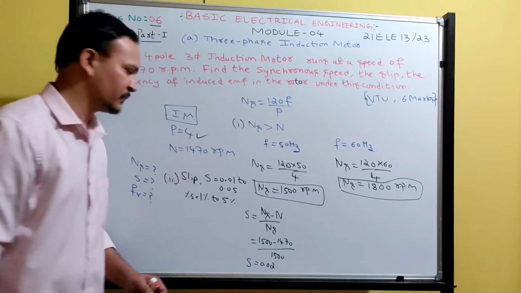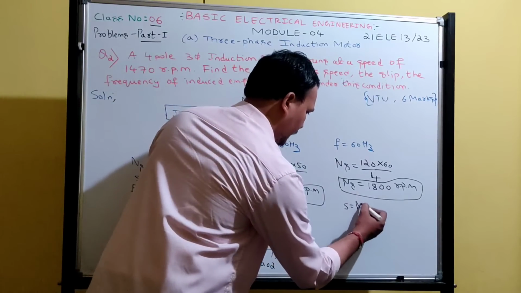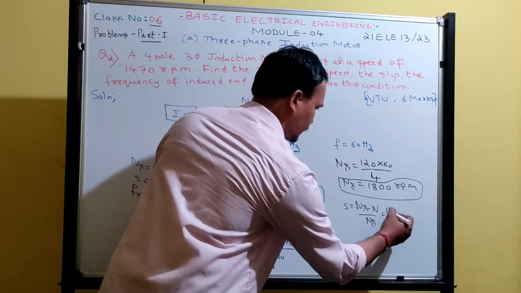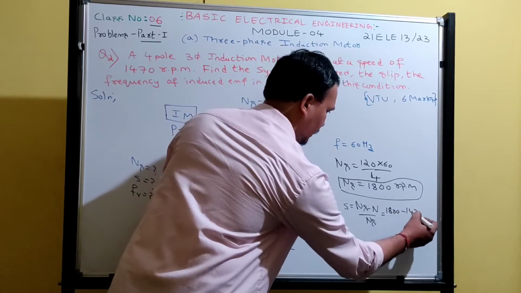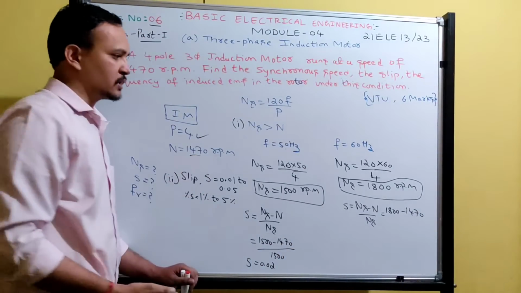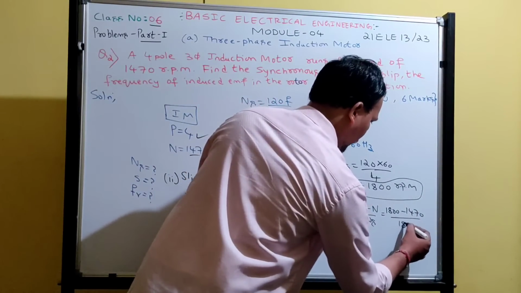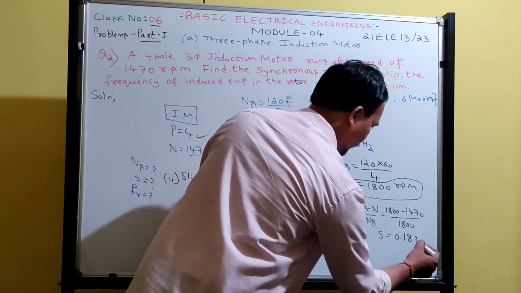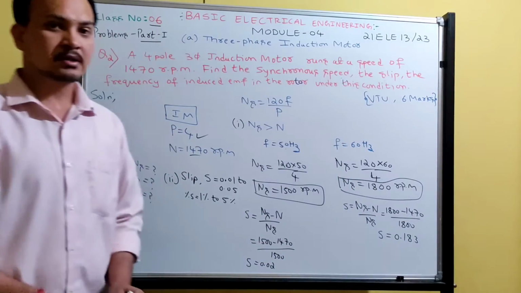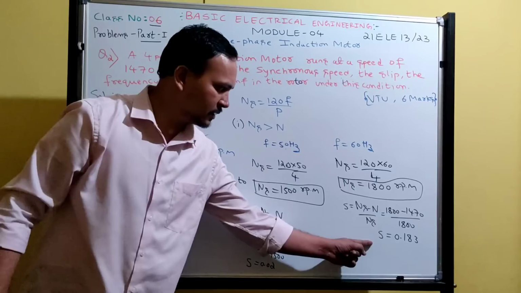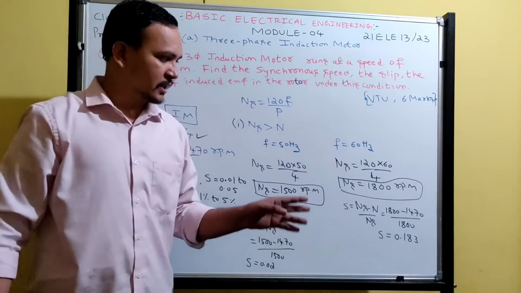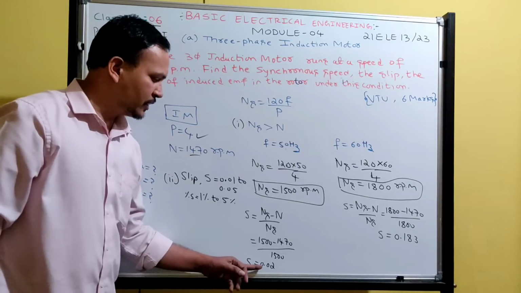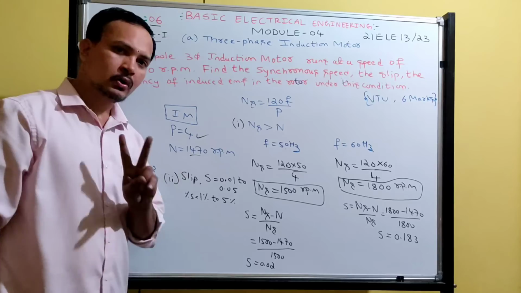Let me check that also. So, now slip is equal to Ns minus N divided by Ns. So Ns is 1800 minus rotor speed is, what is the rotor speed? 1470. So divided by 1800. If you do this in calculator, you will get 0.183. Okay, that is the value of slip. If you multiply this by 100, 0.183 becomes 18.3%. If you multiply 0.02 into 100, you will get 2%.